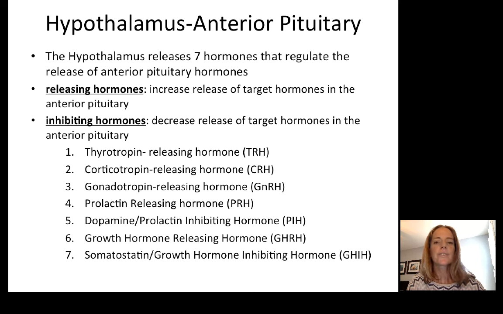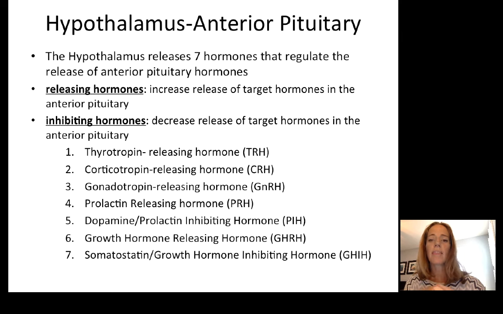So first, from the hypothalamus to the anterior pituitary, the hypothalamus releases 7 different hormones. Each of these 7 hormones goes through the hypophyseal portal system, or that tiny bit of blood vessels from the hypothalamus to the pituitary. And these hormones are then going to regulate specific hormone pathways that are regulated by the anterior pituitary.